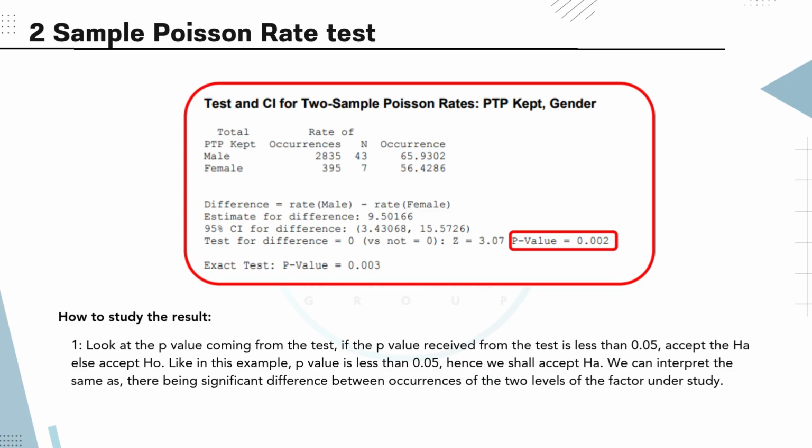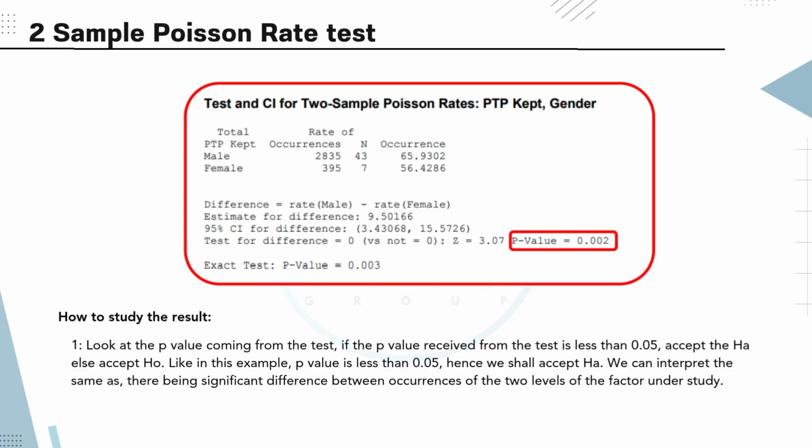This tells us there is a statistically significant difference in the event rates between the two groups, in this case, males and females. Next, look at the estimated difference in rates. The rate for males is 65.93, and for females it's 56.42, with an estimated difference of 9.50. That means, on average, males had a higher rate of the event under study compared to females.